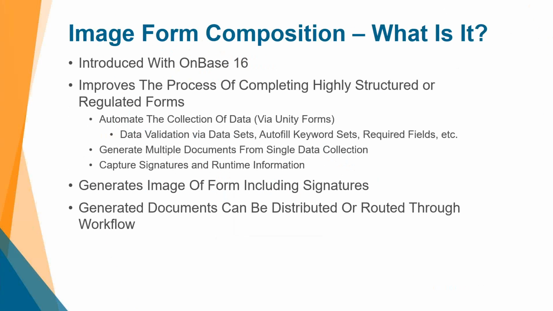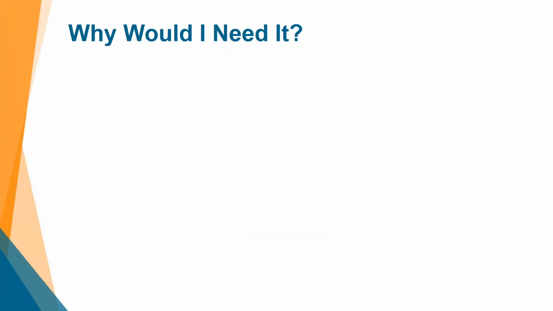And then any of those documents that are generated, the image form itself, can be distributed or routed through workflow. It's ultimately stored in OnBase as an image file that is now unalterable. But think of all the additional benefits behind the scenes with workflow to ensure that we get those documents in front of the right people.